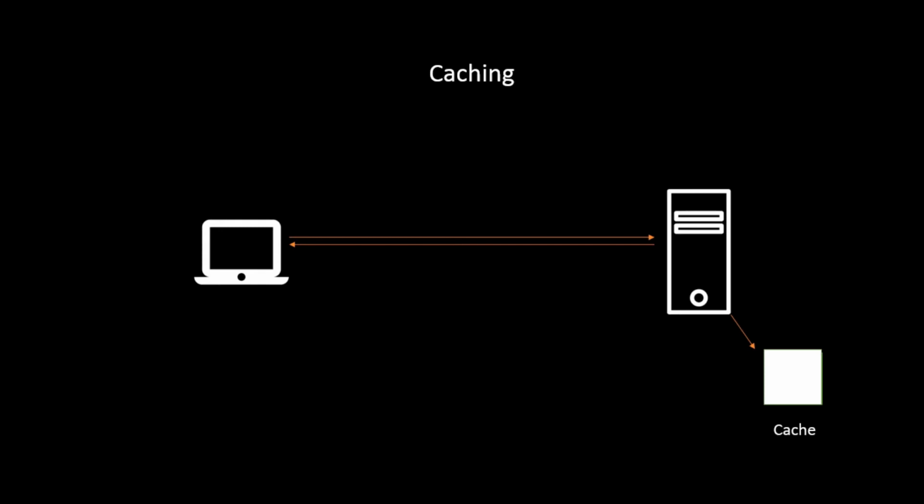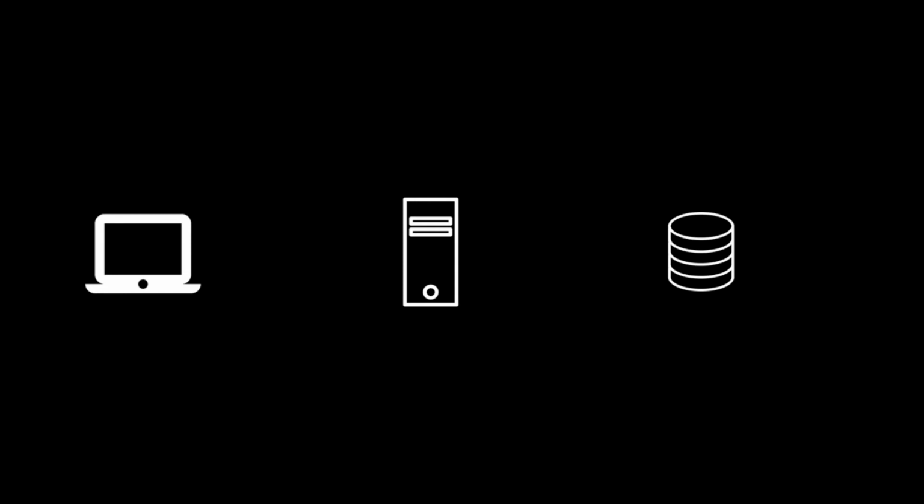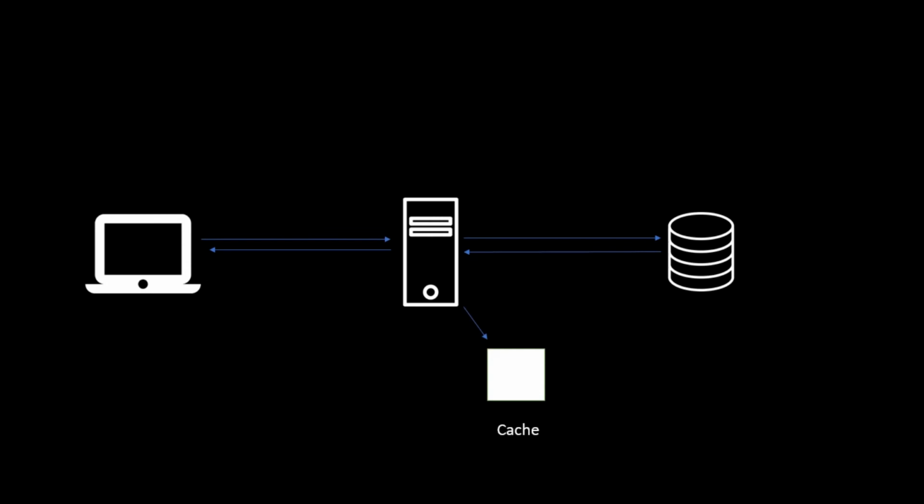Okay? Let me give you one more example. Suppose there is a client, a server, and a database. Now suppose for every request from the client, the server queries the database and then it processes the data received from the database and then it sends the processed data to the client. Now, querying a database is a time-consuming operation. So again, the server can cache the result of the query.